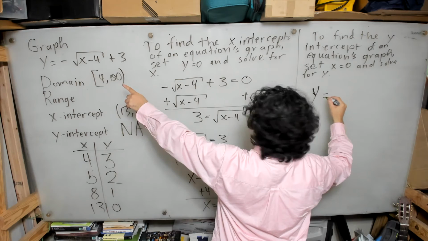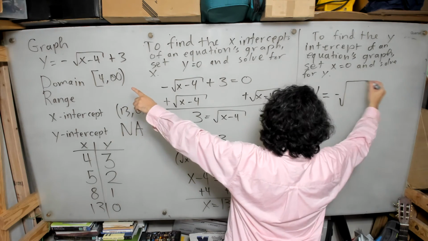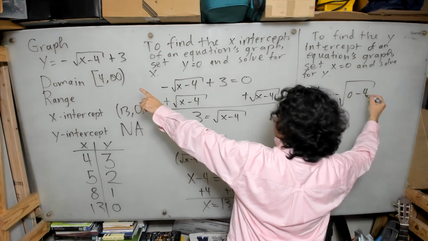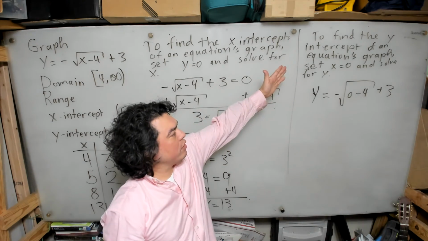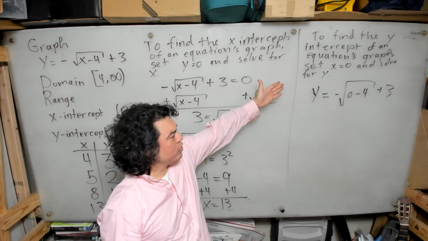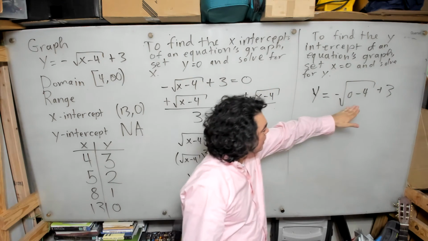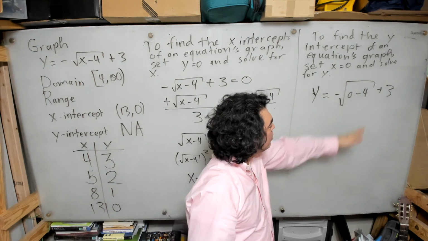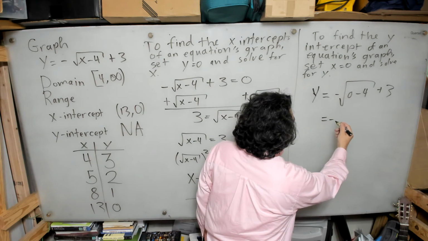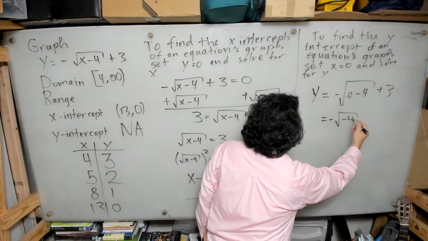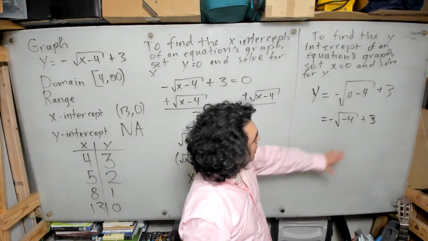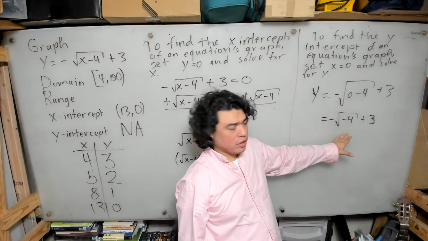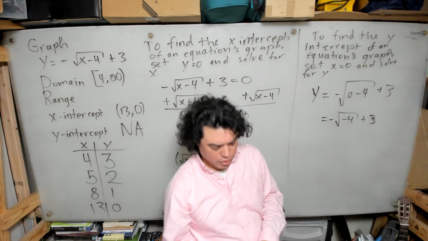So y equals negative square root of 0 minus 4, plus 3, right? If I'm trying to find the y-intercept of the equation's graph, I set x equal to 0 and solve for y. I can see that indeed it becomes 0 minus 4 on the inside. That's going to be negative square root of negative 4, plus 3. And we can see that that is not the situation that we're dealing with here.